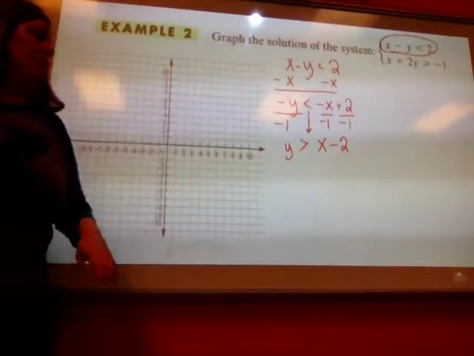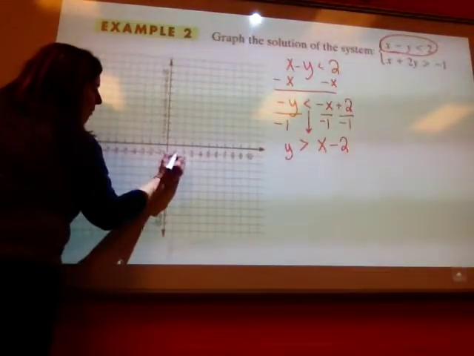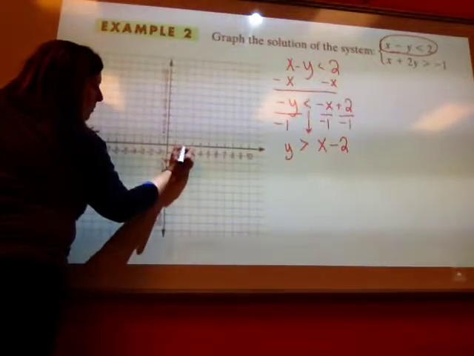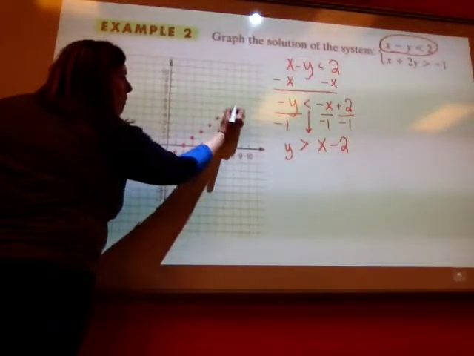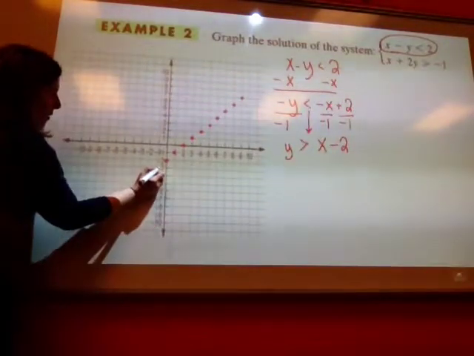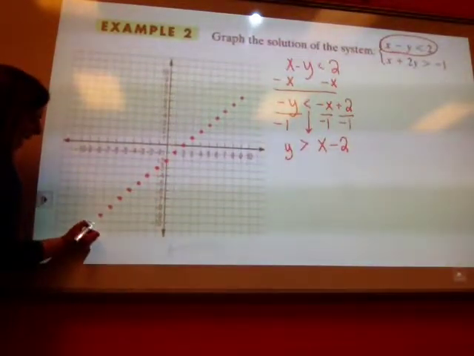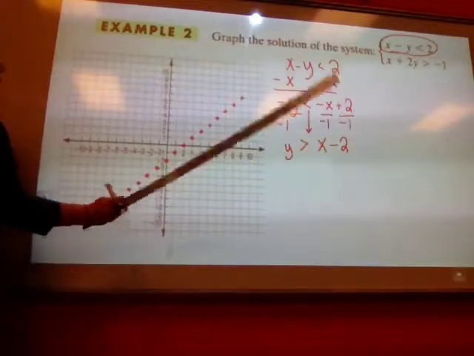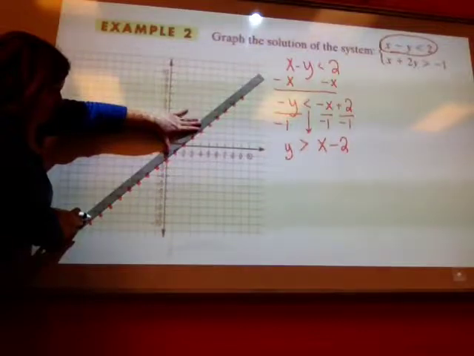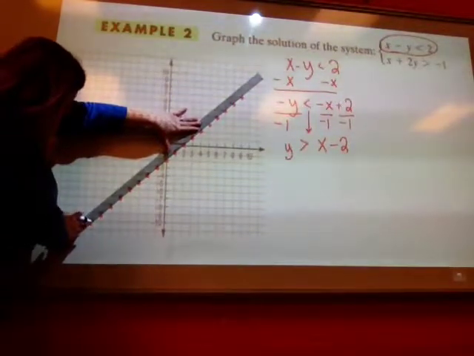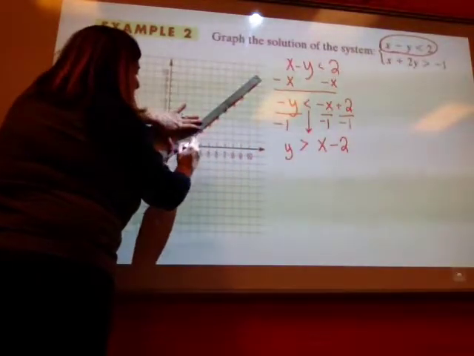I'm going to start at negative 2, and I'm going to move up and to the right, and then down and to the left. And am I going to draw a dashed or solid line? Dashed. How come? Because it's not or equal to. All right. So make sure you got your dashes.